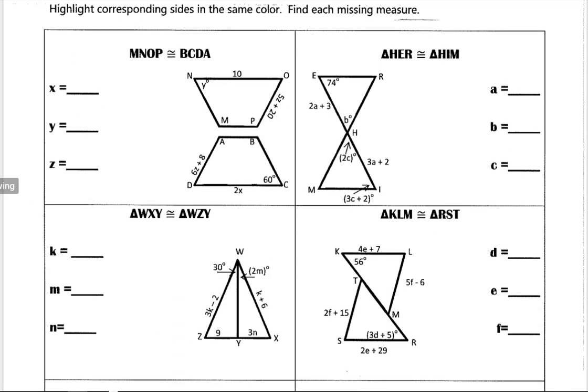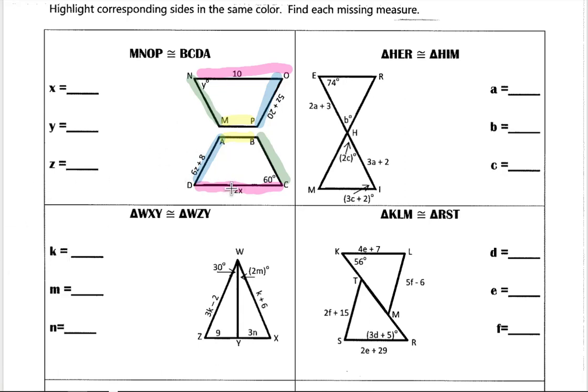Okay, let's look at page 2. Now we're dealing with a little bit more complicated shapes, but really it's still the same idea. We're going to color code based on the congruence statement. MN goes with BC, NO goes with CD, and OP goes with DA, and then MP is going to go with BA. So we get those all coded up. And now we have to find matching corresponding parts.